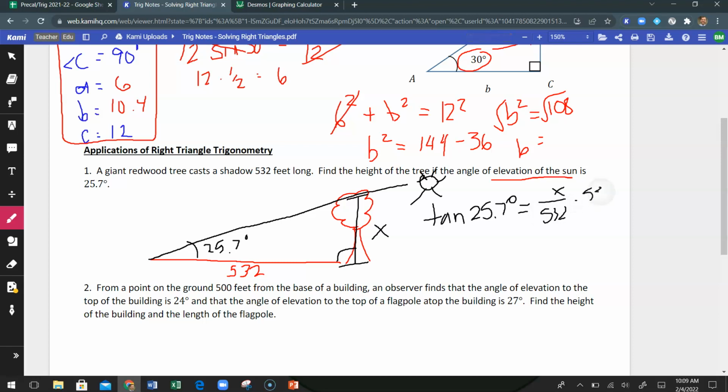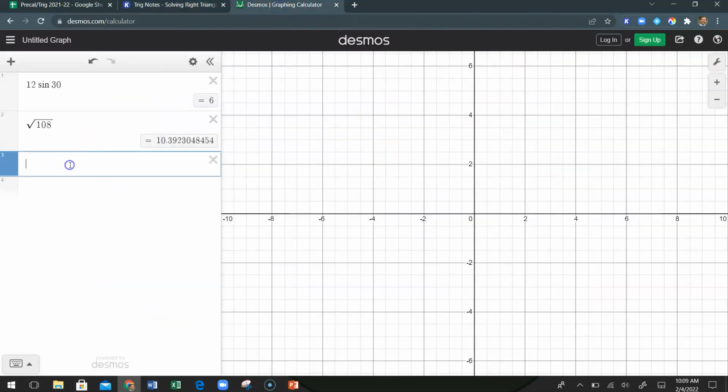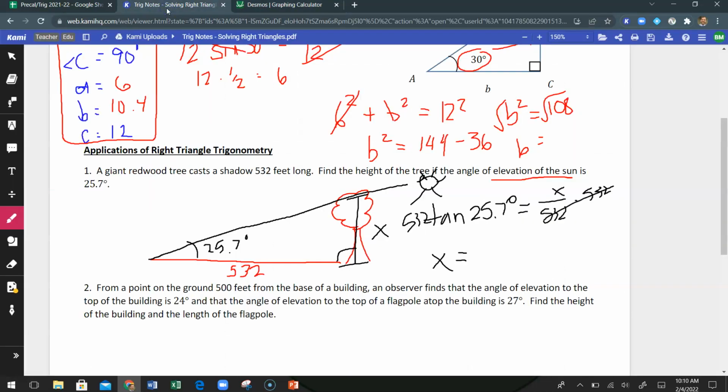And I would simply multiply by 532. And x is going to be 532 times the tangent of 25.7. And I already know that my calculator is in degree mode, so we're good. So we get about 256 feet. So I will say that x is equal to 256 feet, and I know it's feet because the shadow was also given in feet. That is the height of our tree.